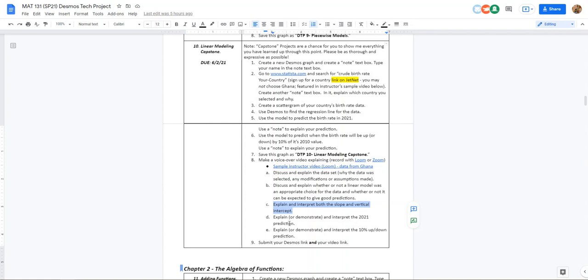Okay, and then for the last two parts, for the explain and demonstrate the 2021 prediction, you've already given me the prediction. Same thing for the 10% up, down prediction. You've already given me the prediction here. So you're not just restating what the prediction is. You are showing me how you got it.